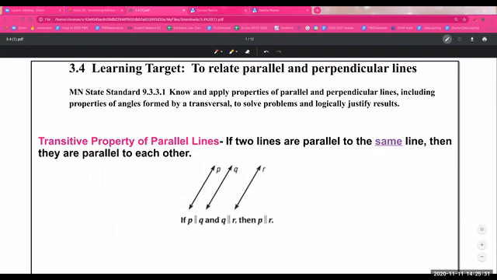So let me just explain here a little bit. It says if line P is parallel to line Q, okay? And line Q is parallel to line R. Well, then we could say by the transitive property that P and R must also be parallel.